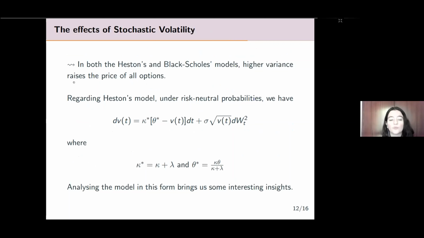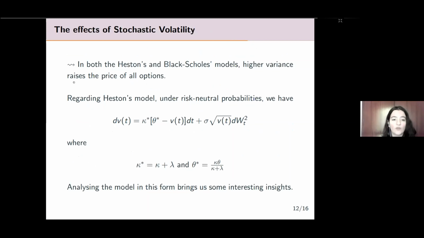So first of all, I'd like to point out that in both Heston's and Black-Scholes models, higher variance tends to raise the price of all options. And this makes economic sense because if I have a higher variance, that means that my prices fluctuate a lot more, and so I'm more exposed to this risk and my options become more valuable.